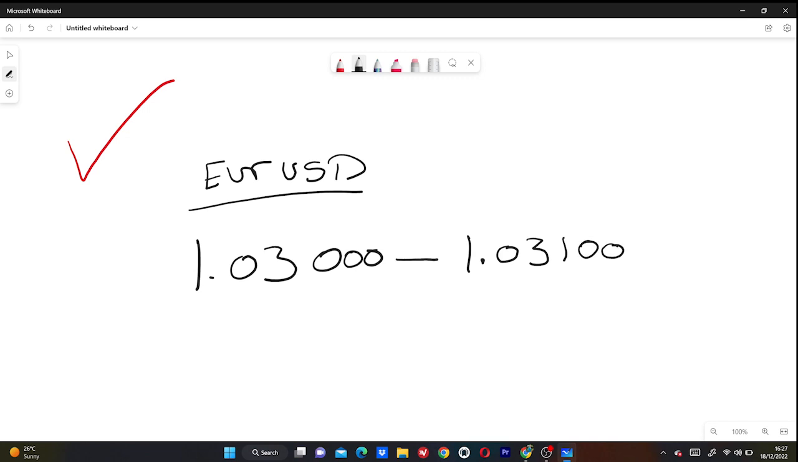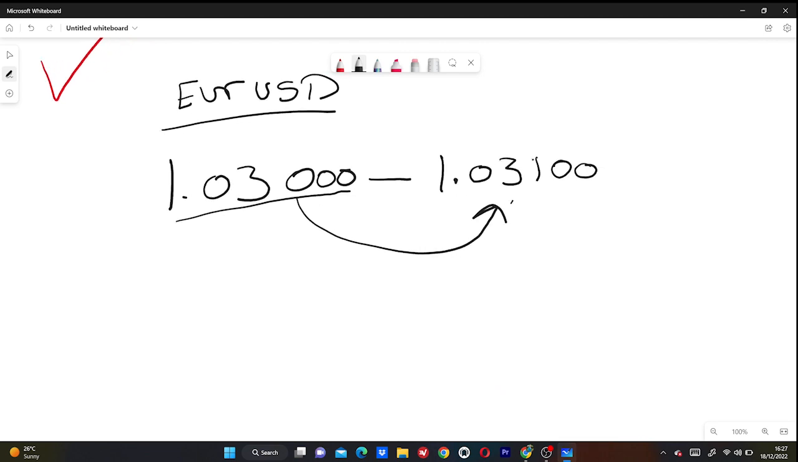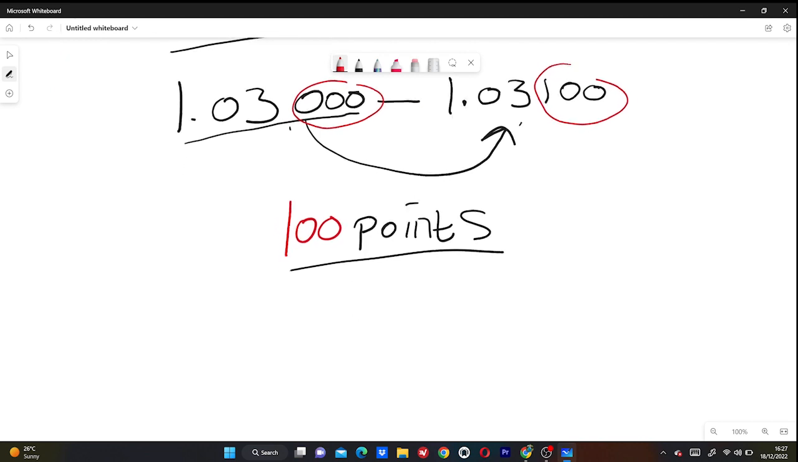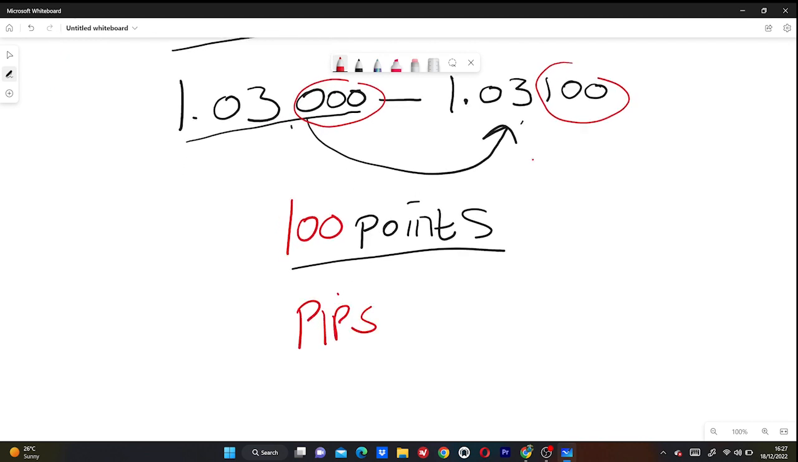As you can see right over here, the value went up from here to there. So if you subtract this from this, you will get how much? You can see the last digits, which were 000, now we have 100. So those are 100 points. If you just want to get the pips, we always said that pips is equal to points times 0.1.